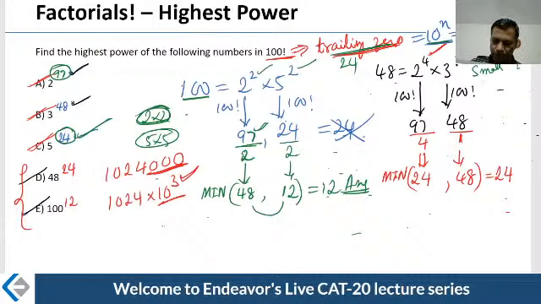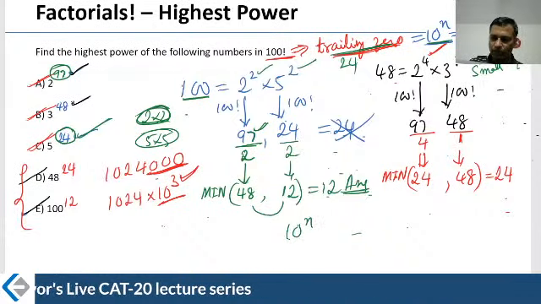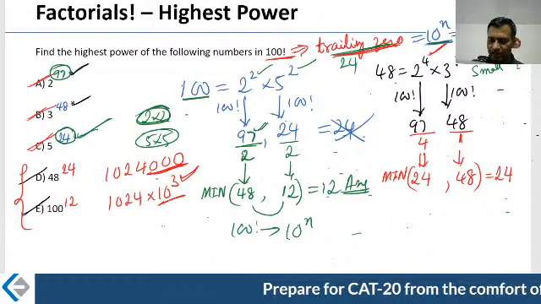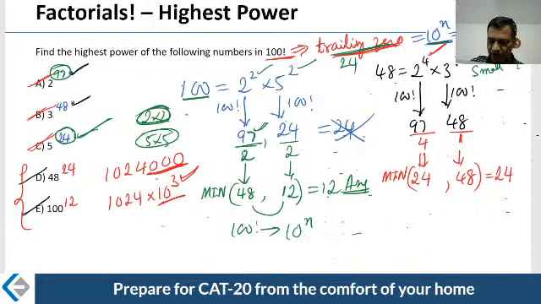In 10 power n, what is the highest power of 10 in 100 factorial? 10 is nothing but a 2 and a 5. So 5s, how many are there? 24. 2s, how many are there? 97. What is the minimum of these two? 24.